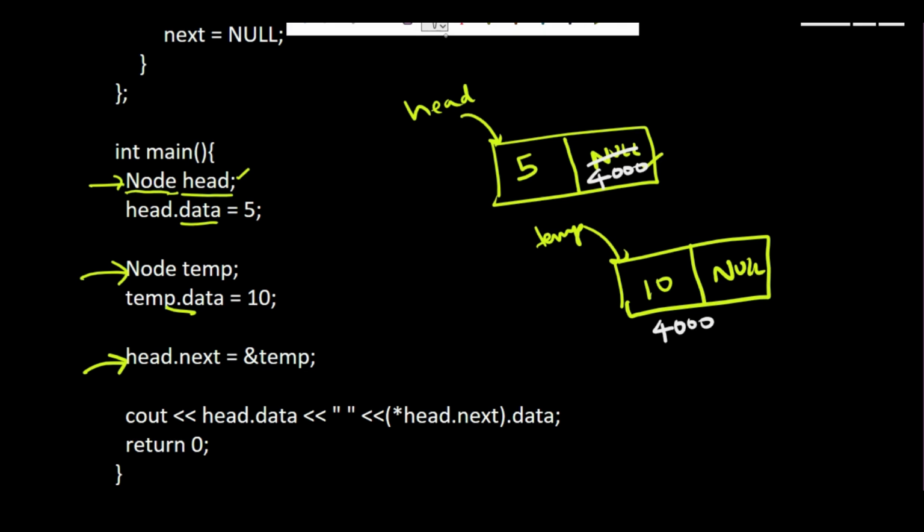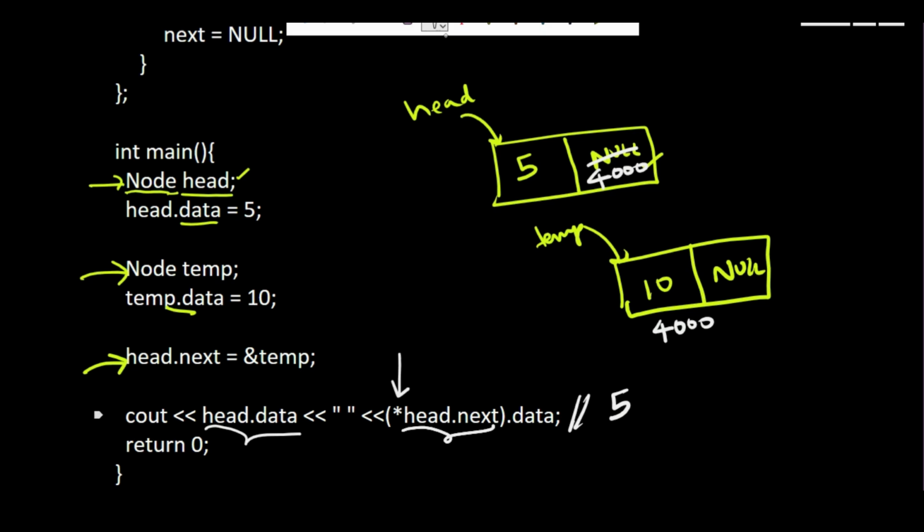And now we can print the data of our linked list. So we can write head data. So head data will be similarly 5. And now we need to move our pointer to the temp. So how can we reach temp? First we'll do head next because the head next has the address 4000. Now we use the dereference here.